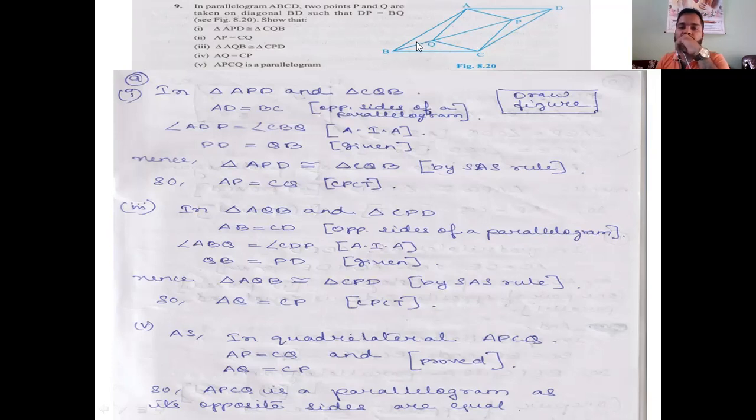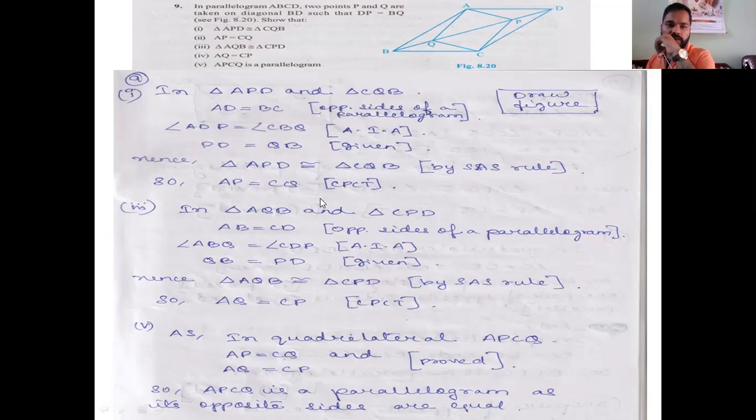So we have to go for angle. And which will be the possible angle here? You can see it's a parallelogram and BD is the transversal. So alternate interior angles will be equal. So here I wrote the same. AD is equal to BC, opposite sides of a parallelogram. Angle ADP is equal to angle CBQ, alternate interior. And PD is equal to QB. Why? It was already given. See, you write PD or DP, both are the same. So these two triangles are congruent by side angle side rule.